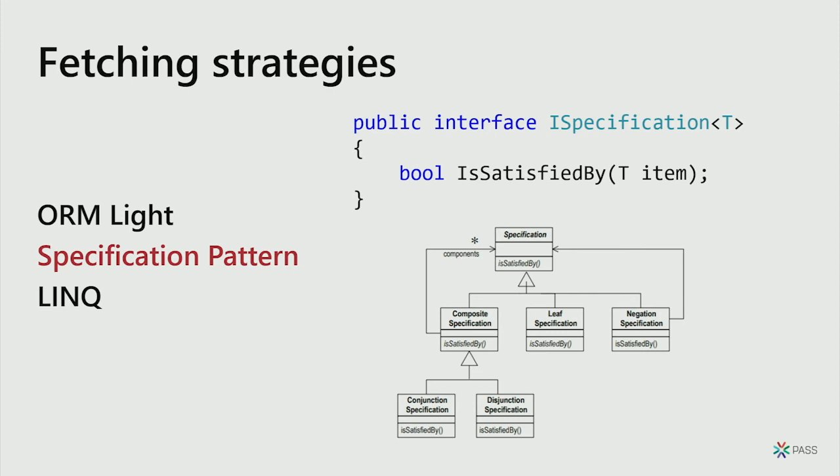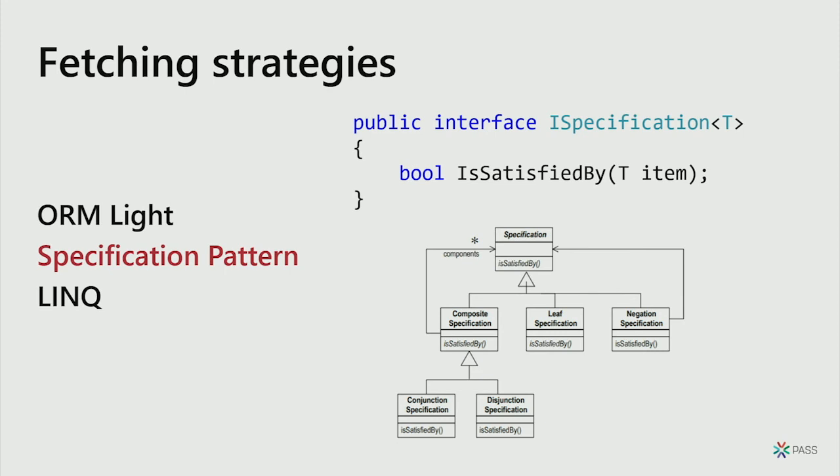For example, in a specification pattern, we have a specification that returns Boolean. Is this specification satisfied by this object or this condition? That's all it means, right? So it returns true or false if it's going to meet. And if it meets, then it returns that value. Otherwise, it ignores that value, right?